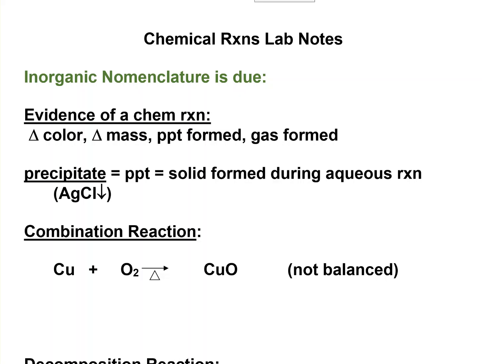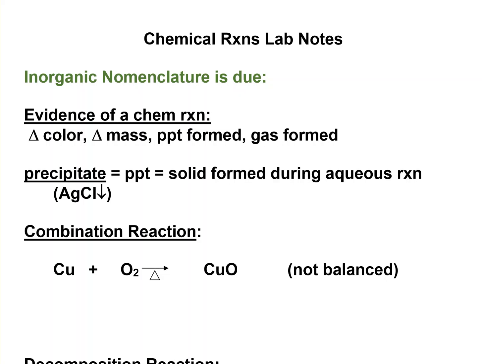First thing, we normally have an inorganic nomenclature handout that's due around the time of this experiment, but check your lab calendar to see if yours is due. The inorganic nomenclature is a handout that's found in the appendix of the lab manual.